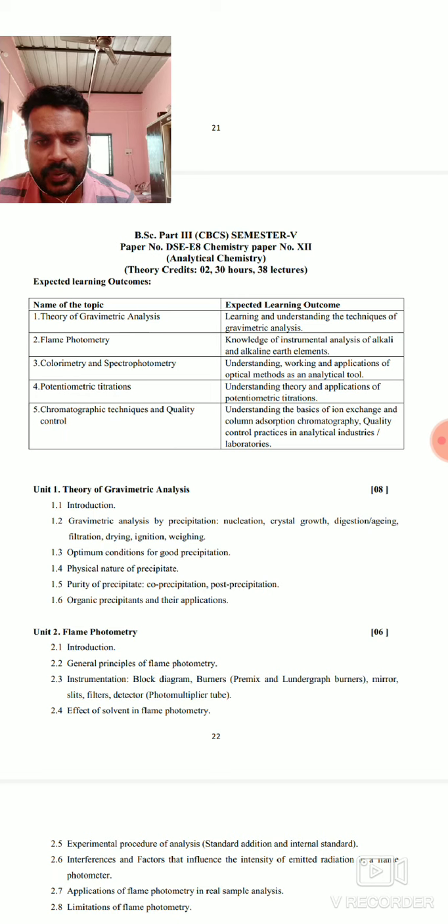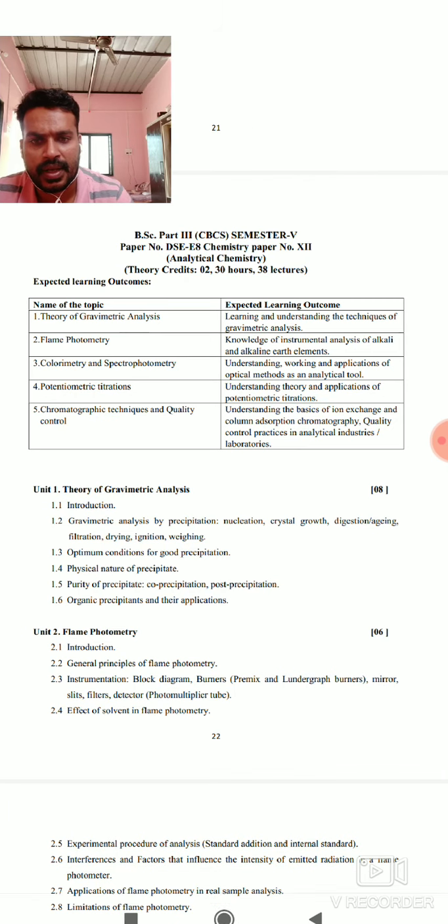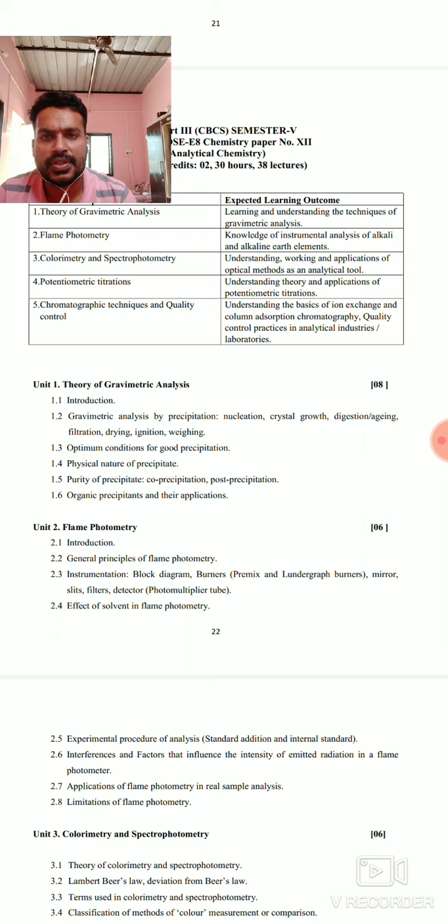Next is purity of precipitate. There are 2 types of precipitation: co-precipitation and post-precipitation. And lastly, we will discuss the organic precipitants and their applications. This topic has a weightage of 8 lectures out of 38 lectures. Now the second topic which we are going to discuss in this paper is flame photometry.